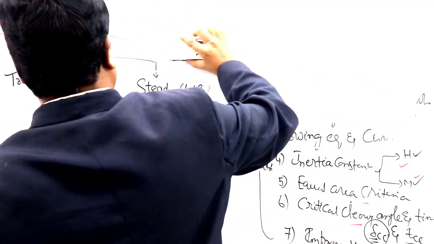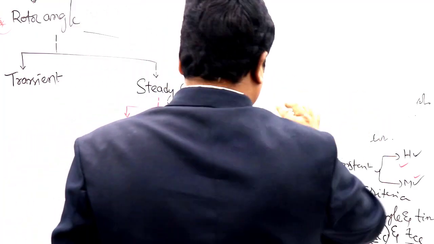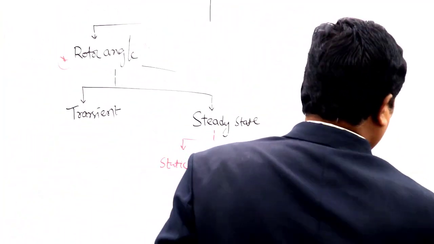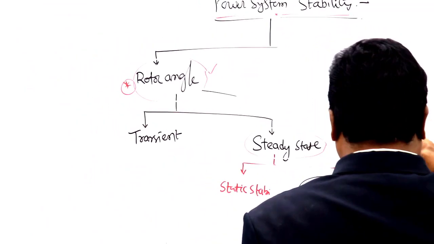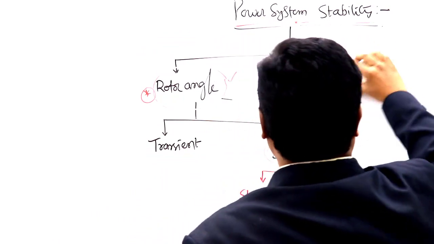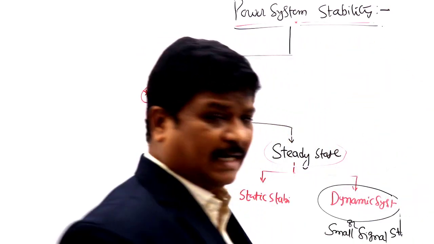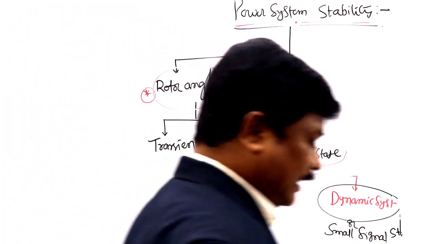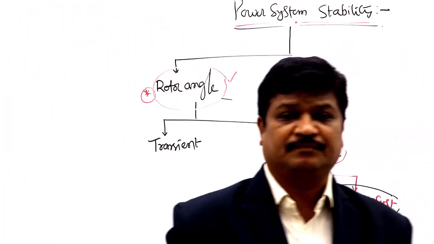We want to concentrate only on rotor angle stability. Now our topic is rotor angle stability. What is meant by stability? My question is, what is meant by stability in the power system?